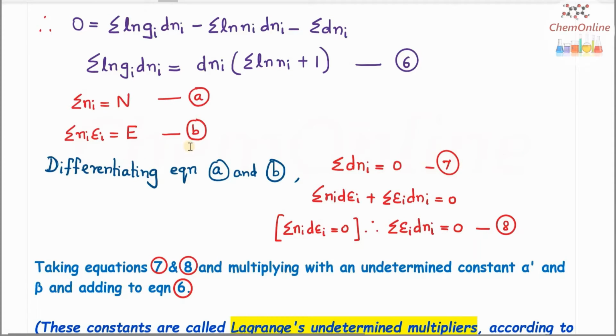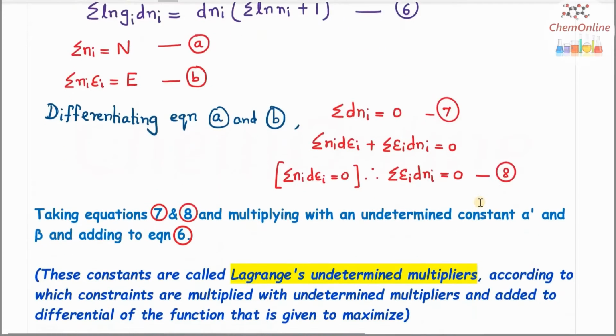Now next differentiate equation B. We have summation ni epsilon I equals E. So summation ni into d epsilon I plus summation epsilon I into dni equals 0. So here summation ni d epsilon I equals 0. That means summation epsilon I dni equals 0. So you have equations 7 and 8.